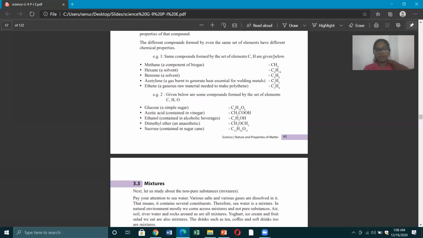The next 5 compounds are made out of C, H, and O. Okay, glucose, that you all know, a simple sugar produced by plants through photosynthesis, C6H12O6, and you have acetic acid that is in vinegar, CH3COOH, ethanol, which is present in alcoholic beverages, C2H5OH, and dimethyl ether, which is an anesthetic, CH3OCH3.